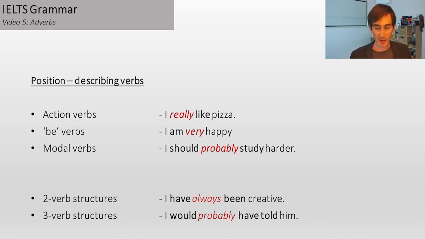If you have modal verbs, so a modal and a base verb, it tends to come in the middle. For example, I should probably study harder, probably being in the middle of the two verbs. Now, in general, the two verb structures, it does come in the middle. So, for example, in a present perfect tense, I've always been creative, always being the adverb. In three verb structures, so maybe a modal verb plus present perfect, it will generally come after the modal verb. So, for example, I would probably have told him.